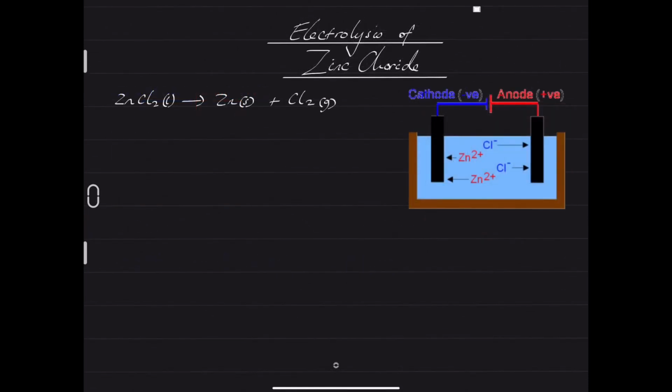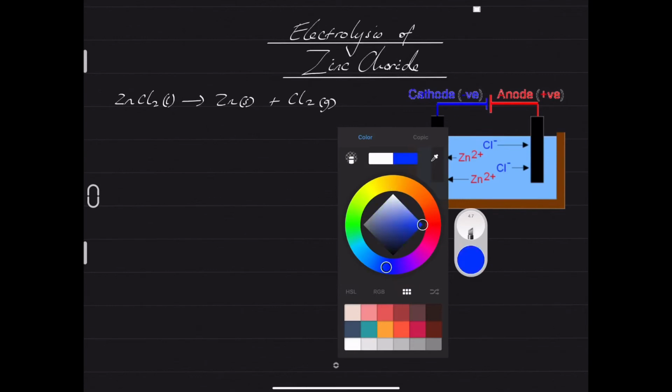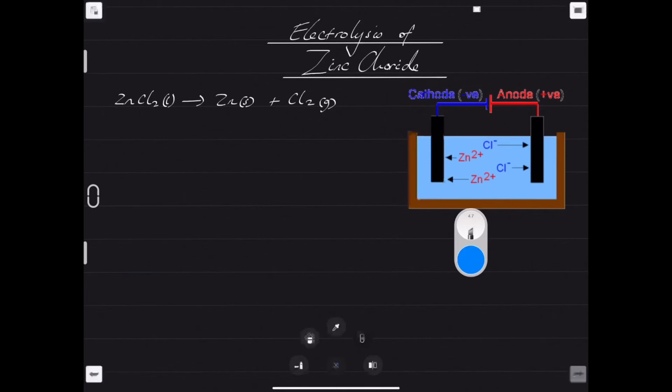So here we have the full equation for the electrolysis of zinc chloride. I'm going to give you an ionic half equation for the formation of zinc. And I want you to see how I am constructing this ionic half equation for the formation of zinc metal.